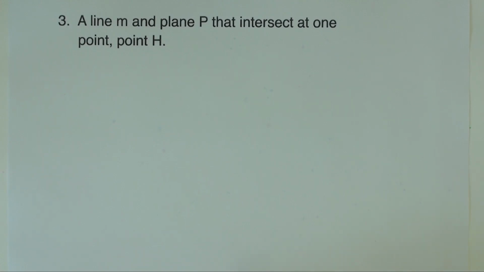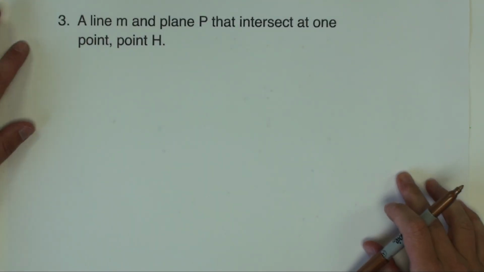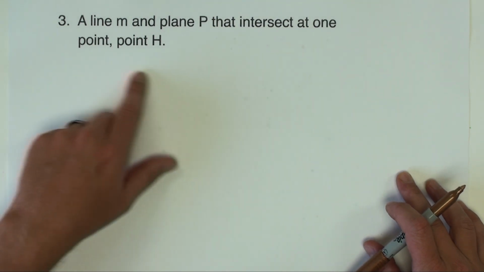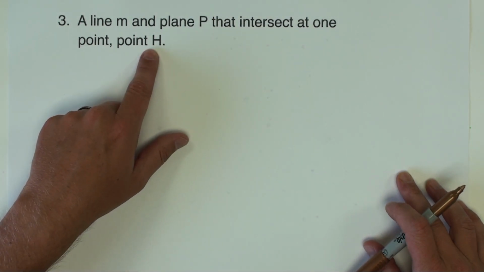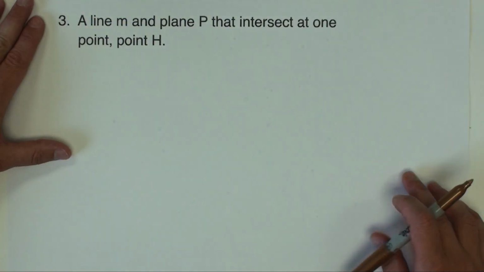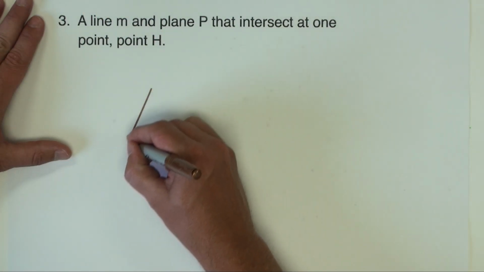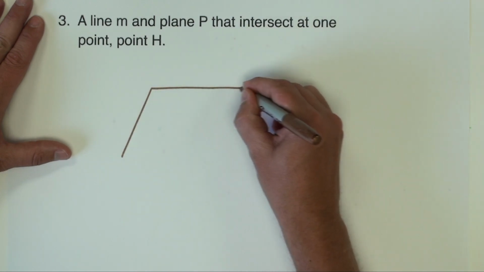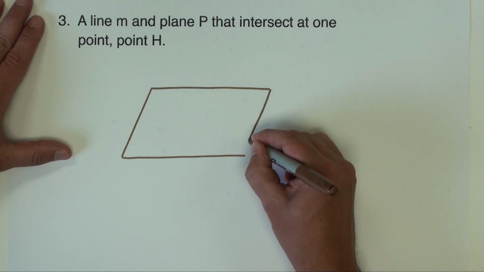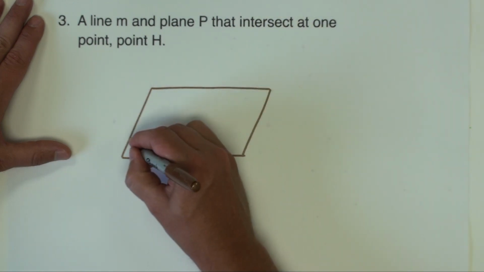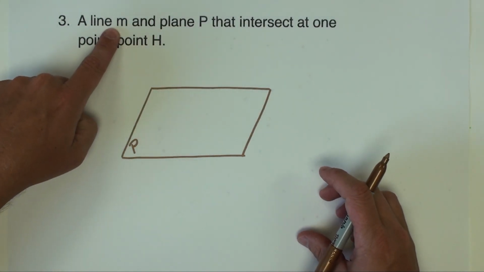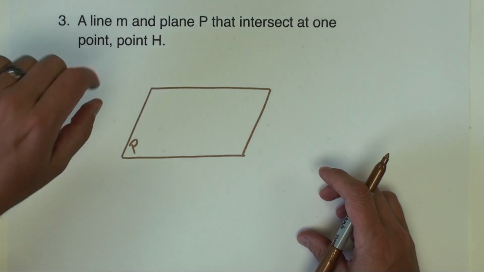Okay, this last sketch that we're asked to draw needs a line M and plane P that intersect at one point, and that point's name is point H. So I need a line and a plane. I'm going to start with my plane P. So again, I like the parallelogram look of these planes. So that's plane P, done. Now I need a line M. So I need a line that can only intersect the plane at one point.